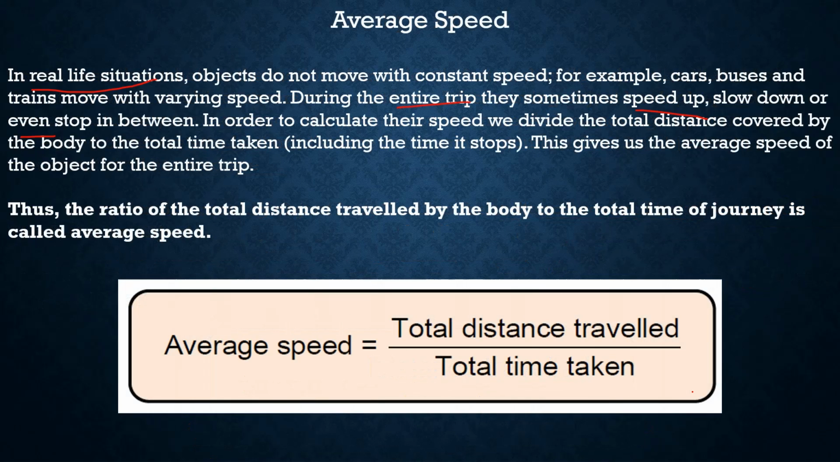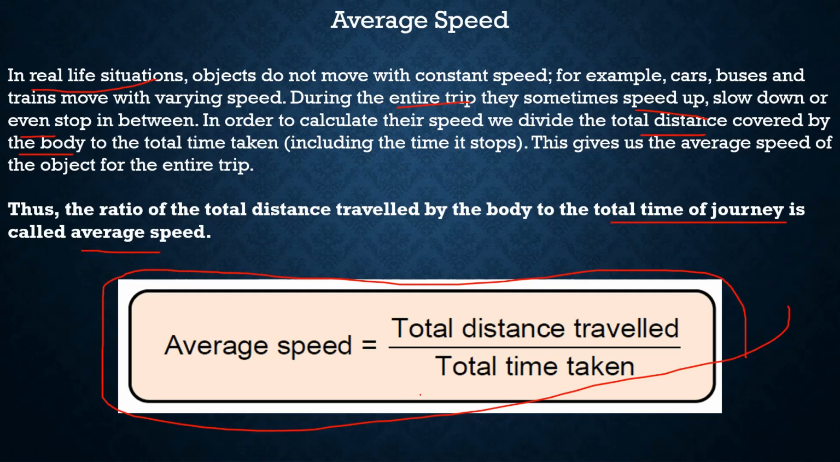Now let's continue. We were on average speed. I was telling that in order to calculate speed, we divide the total distance covered by the body by the total time taken, and this gives us the average speed. So the ratio of the total distance traveled by the body to the total time of the journey is called average speed. And the formula for average speed is the same as speed: total distance traveled upon total time taken.